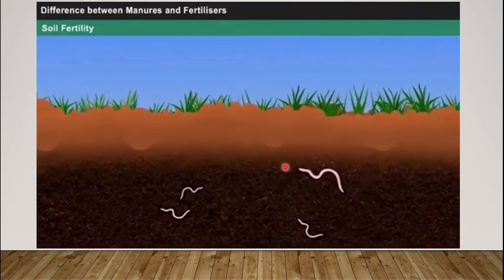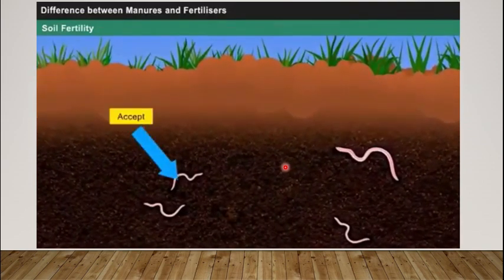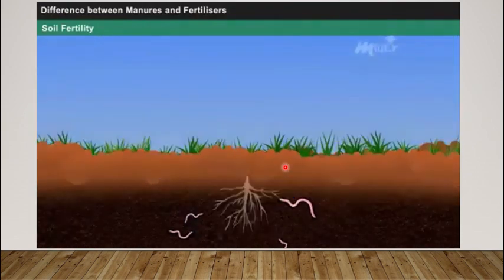So what is the soil fertility? A soil is called fertile if it accepts, stores and transfers the energy to the plant. So we have discussed in detail the importance of organic and artificial fertilizers for the plants.